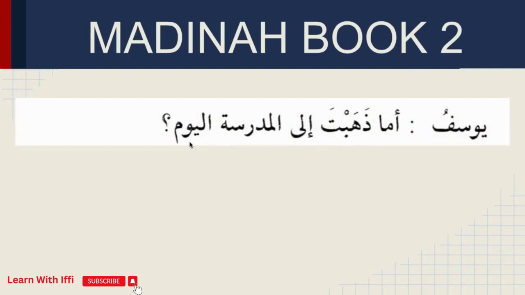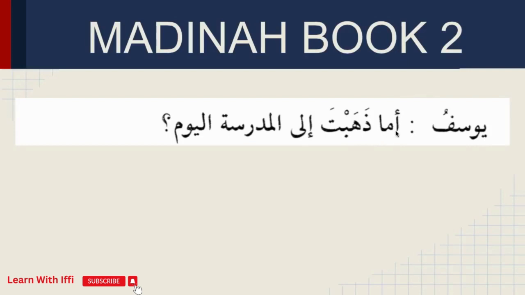Ama dhahabta ilal madrasatil yawma. So we're going to analyze here. So we know a is harf istifham. So what is this ma? This ma is a harf nafi. It's a particle of negation. If we don't have a, the ma is used for past tense. So if you ask hal zahabta ila suq al yawm, did you go to the shopping complex today? If you want to say no, I didn't go, you say ma zahabtu. So you're negating, say ma zahabtu. So ma is used for the past tense.